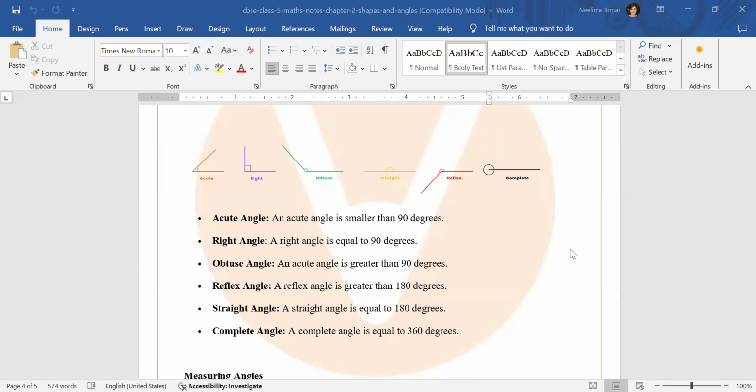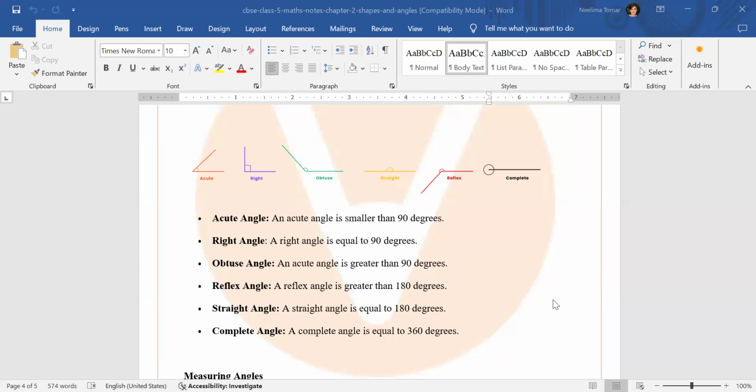The third one is the obtuse angle. An obtuse angle is greater than 90 degrees and less than 180 degrees. Always remember, an obtuse angle is greater than 90 degrees and it is always less than 180 degrees. Reflex angle: a reflex angle is greater than 180 degrees and less than 360 degrees.